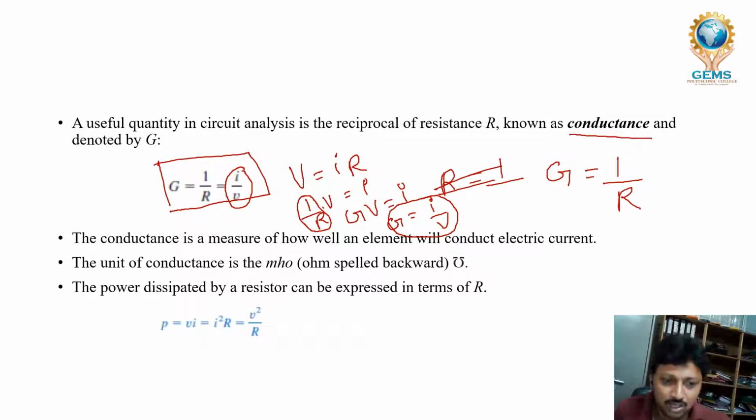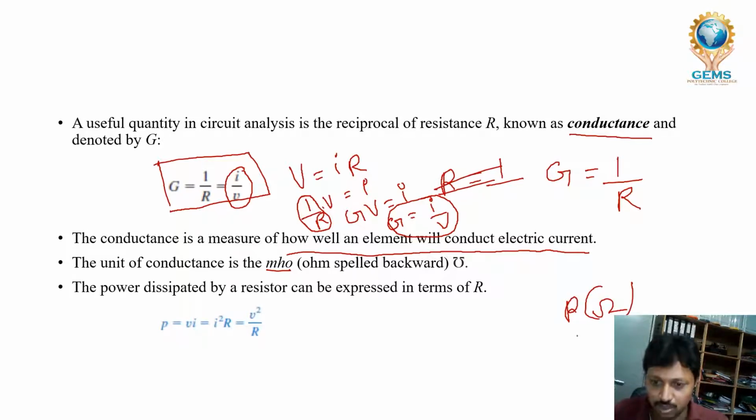So conductance is a measure of how well an element will conduct electric current. That we should remember. It measures how well an element will conduct electric current. Right. So what is the unit of this conductance? It's mho. Resistance unit is ohm, but conductance unit is mho. Just a reverse.